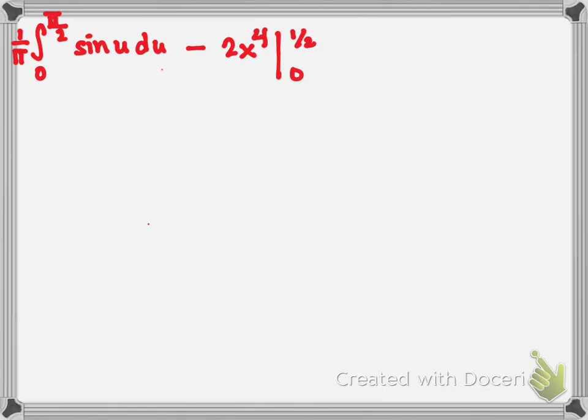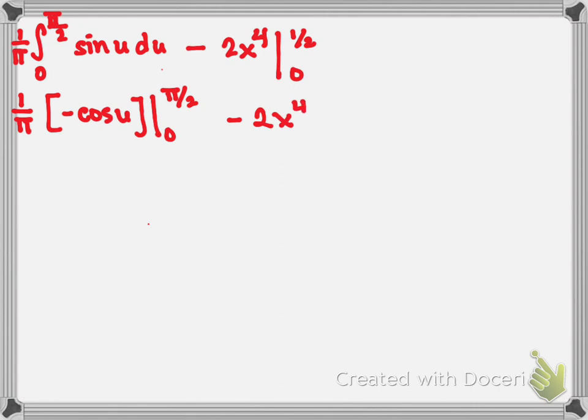Okay, I wrote down what I had in the previous page. So I'm just going to integrate sine u du, and the integral of sine u du is negative cosine u, and then I will write down the boundaries to be 0 to pi over 2. Let me copy the second one, and I will integrate them and do substitution one at a time.